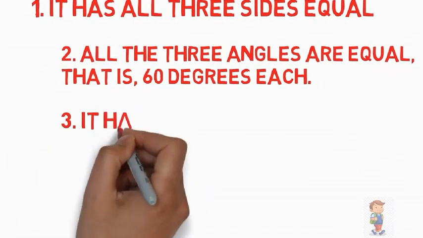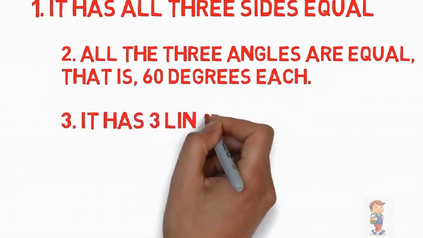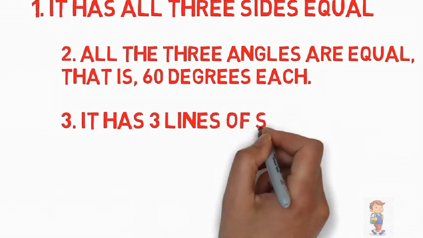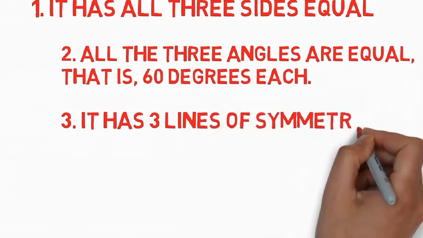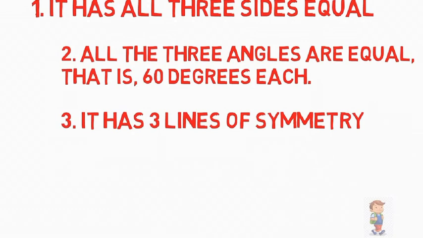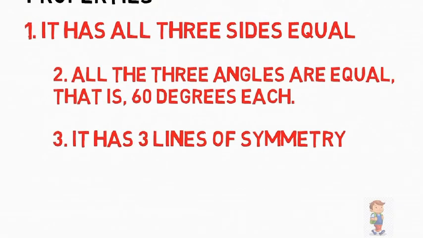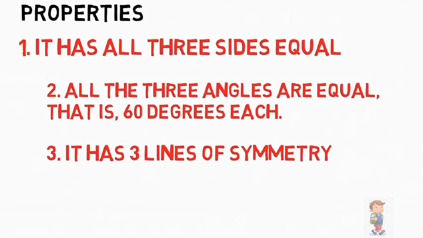Number 3, it has three lines of symmetry. A line of symmetry is a line that can divide a shape into two equal parts. So it means I can divide an equilateral triangle into two equal parts in three different ways.